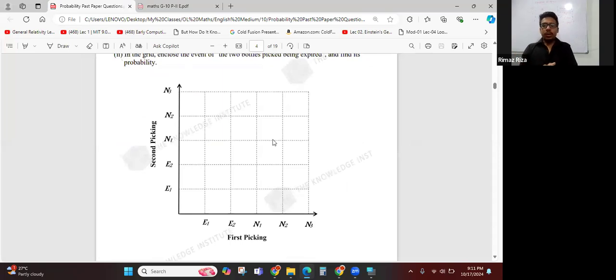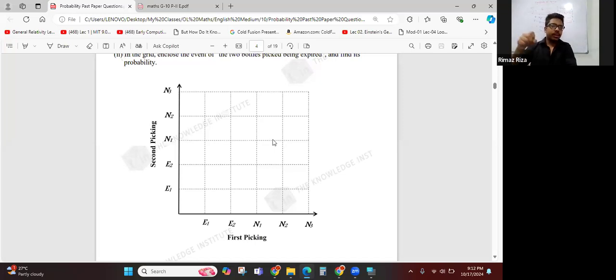Our main focus in this paper class is not just writing the answer. Everyone has to understand well and gain the confidence to write these questions. So first, I will modify the question like this. For the first case, I take a bottle and then I replace it. I randomly take a bottle out of this and then I replace it.